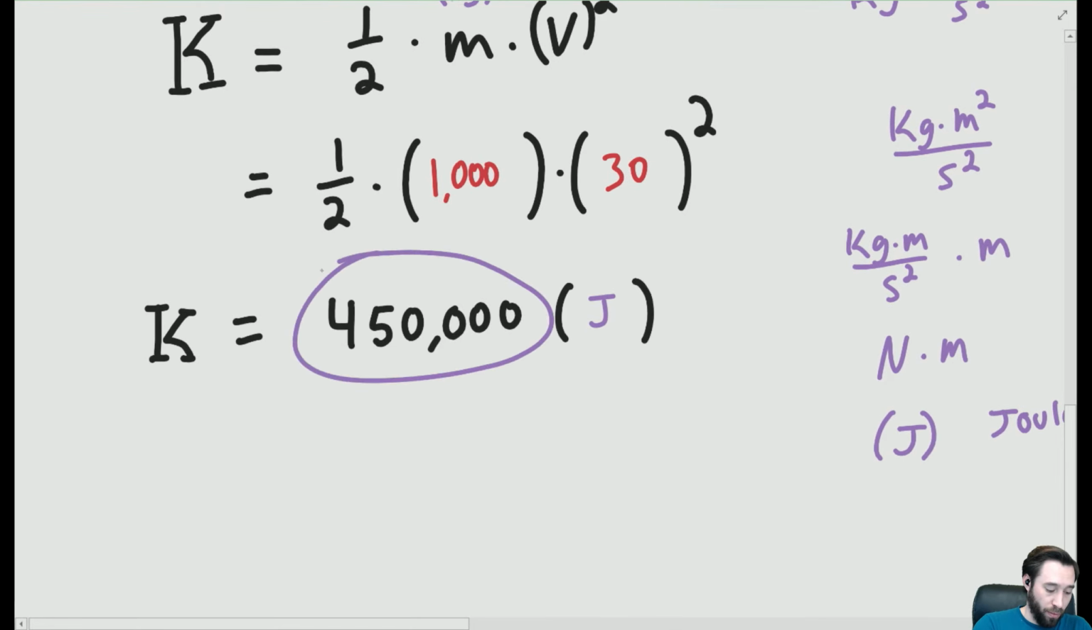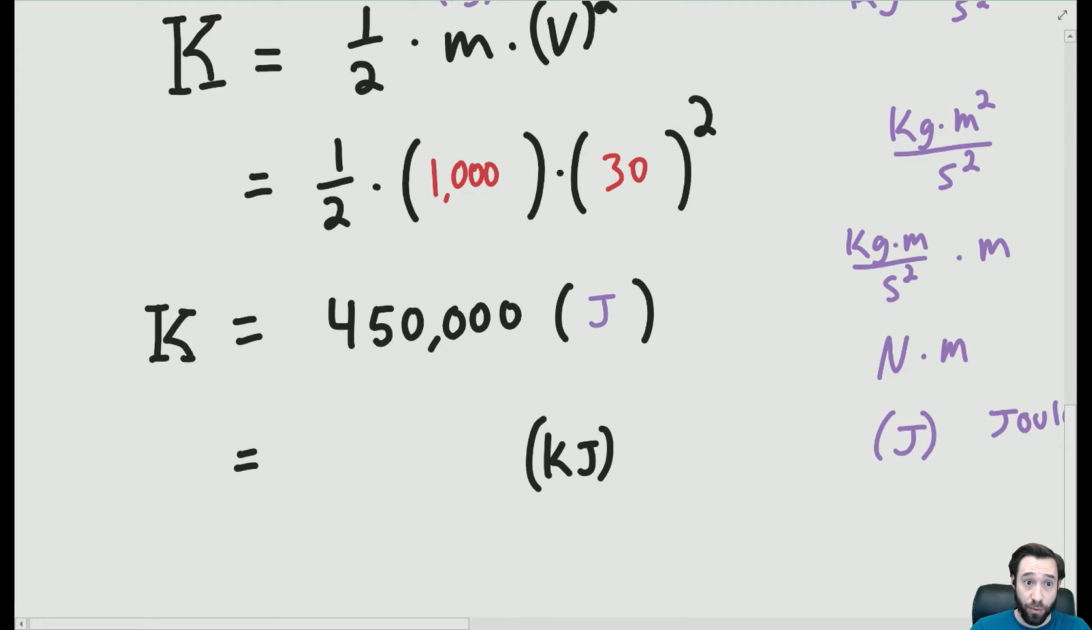Now, a lot of the time there's going to be a lot of zeros. So one of the more useful units that we use when we're talking about energy is the kilojoule. We would have kJ for kilojoule, however you want to say it. It's the same kind of way that we deal with grams and kilograms. Kilo just means 1,000. So 1, 2, 3. This would be the same thing as saying 450 kilojoules.